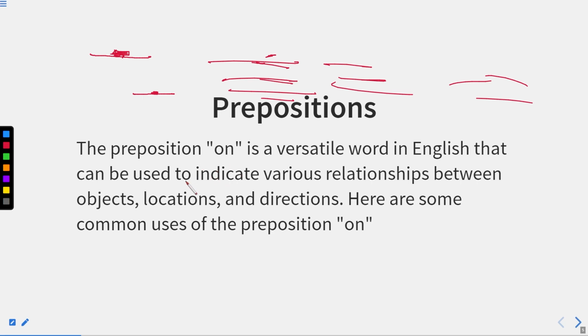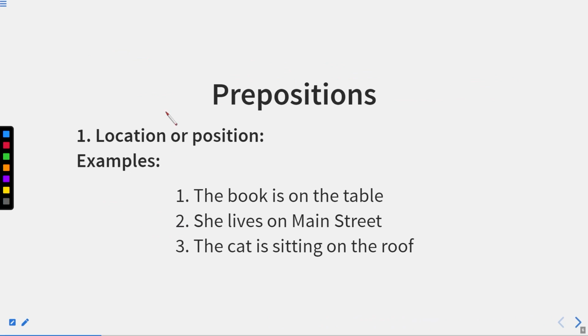So here we are going to discuss many sentences relating to the preposition on. Here are some common uses of the preposition on. Now we can see that we can have objects, locations, and directions in terms of the preposition on. Now let us begin. First of all, we'll discuss location or position. If we have to show the location or position, we can use many other prepositions as well, because we know well that it is one preposition, many uses.